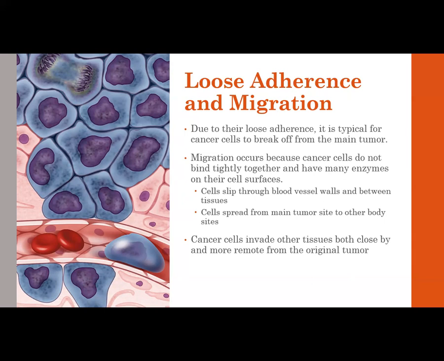Migration occurs because cancer cells do not bind tightly together and have many enzymes on their cell surfaces. So basically the cells slip through the blood vessels in between tissues. Cells spread from the main tumor site to other body sites. And these cancer cells invade other tissues, both close by and more remote from the original tumor.